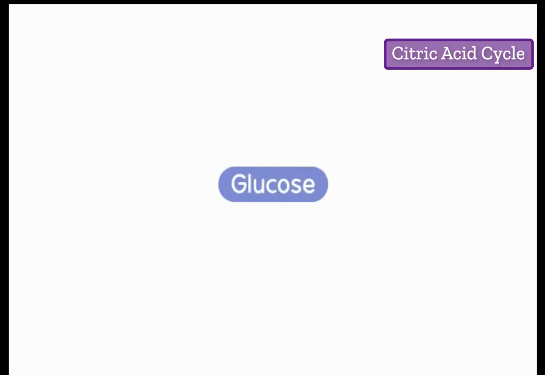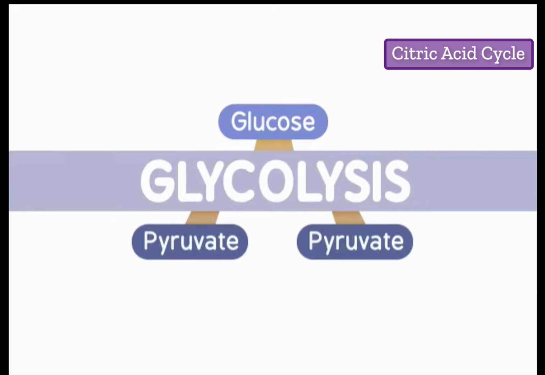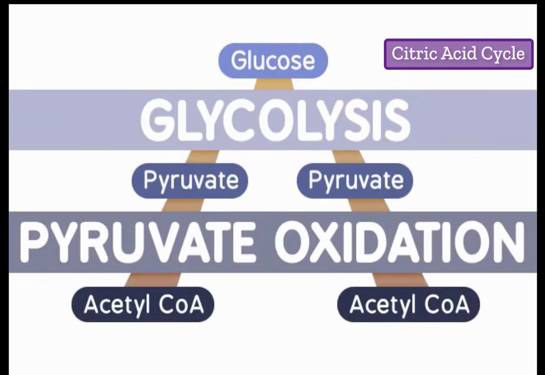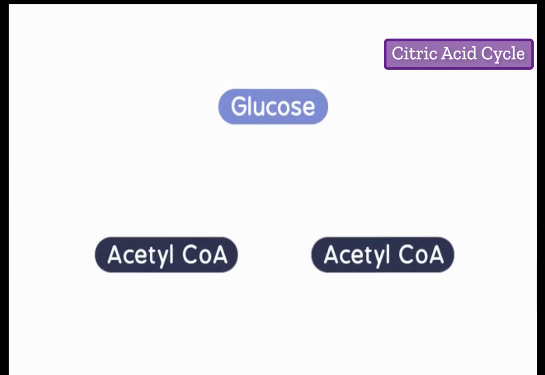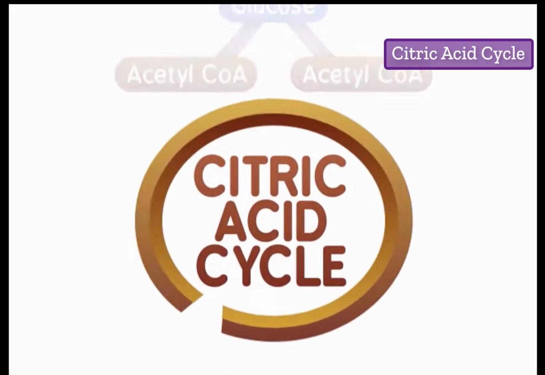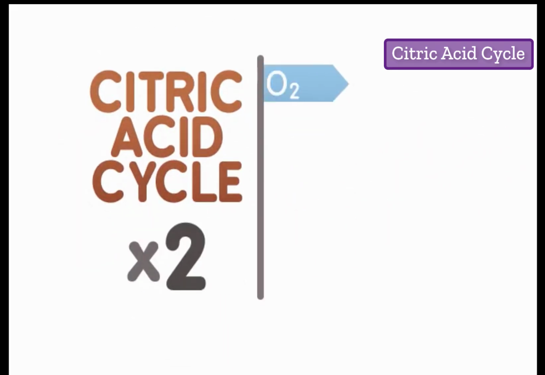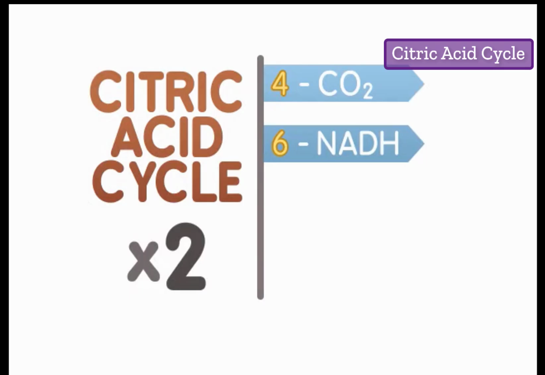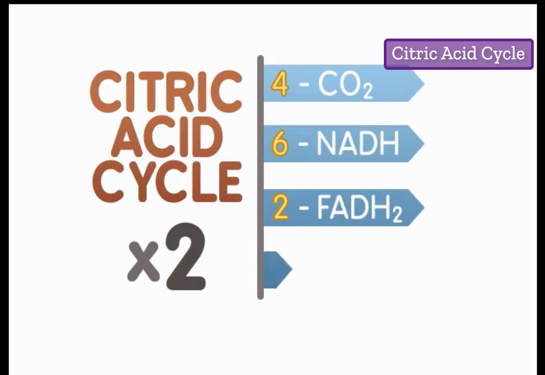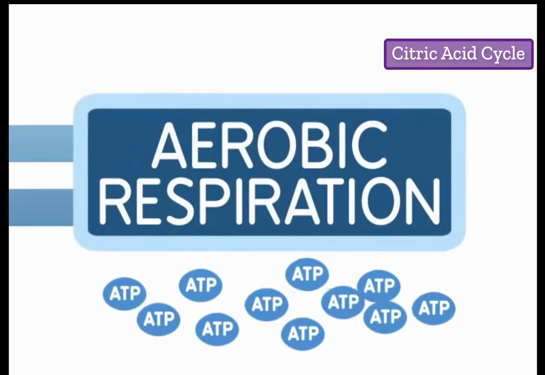For every 1 glucose that is broken down through glycolysis, 2 pyruvates will be produced. These 2 pyruvates will produce 2 acetyl-CoAs. So for every 1 glucose, 2 acetyl-CoAs will be made and 2 turns of the citric acid cycle will occur. This means each product of the cycle must be doubled. A total of 4 carbon dioxides, 6 NADHs, 2 FADH2s, and 2 ATPs are made through the citric acid cycle. NADH and FADH2 are electron carriers that can produce more ATP later in aerobic respiration.